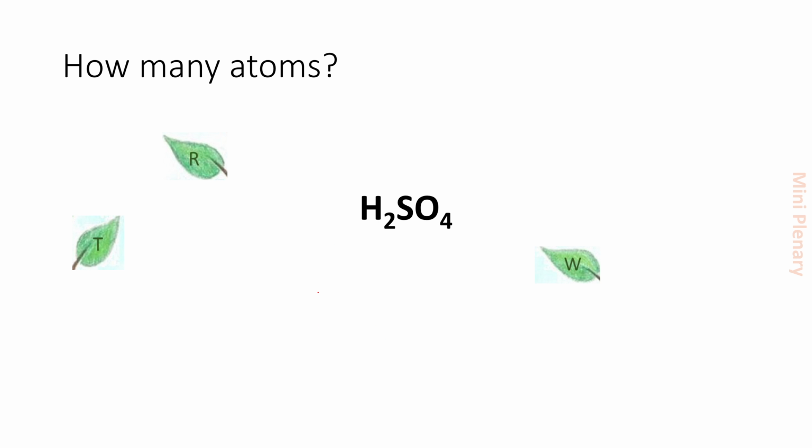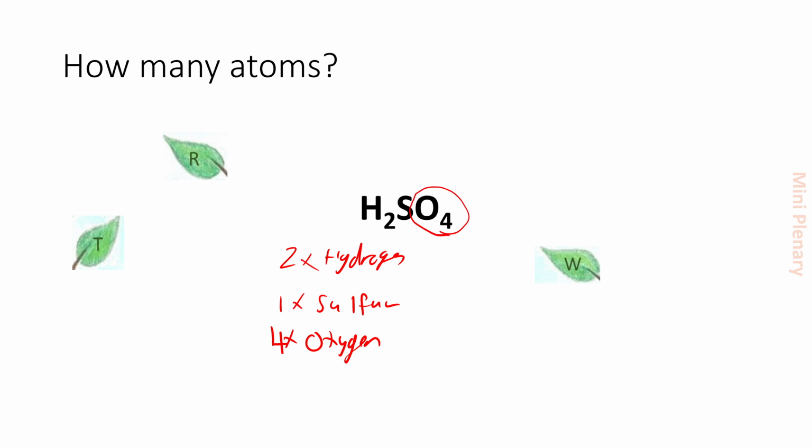Again, this example. So, hopefully you found that there were 2 atoms of hydrogen, 1 atom of sulfur, and 4 atoms of oxygen. Okay, see, because there's a little 4 after the oxygen, there's a little 2 after the hydrogen, and there isn't a number after the sulfur, so that means there's only 1 of them.